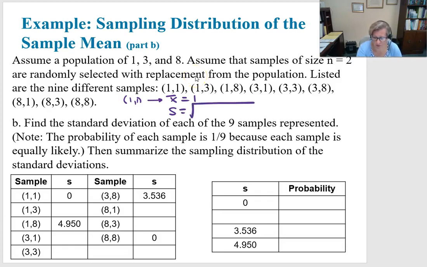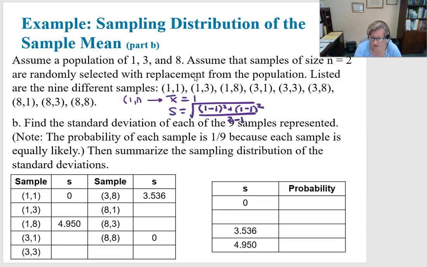Okay, so we're going to do the square root of: take the first one minus our x bar and square it, plus the second one minus our x bar and square it, and then divide that by 2 because I had 2 samples in here. Oh, it should be n minus 1, so 2 minus 1 in the denominator. Remember, when you're doing standard deviation for a sample, you always do n minus 1 in the denominator.